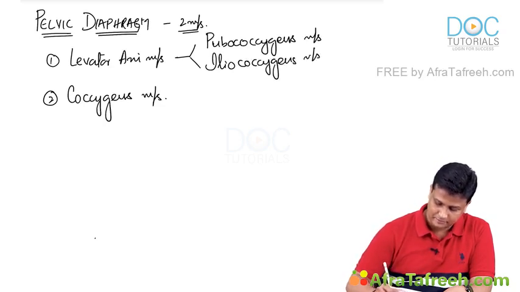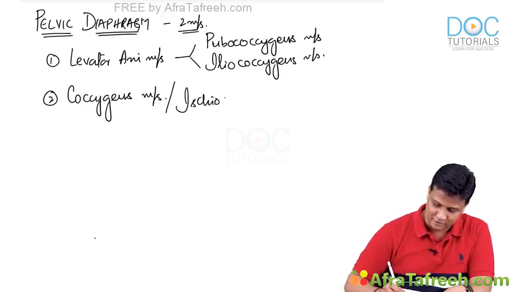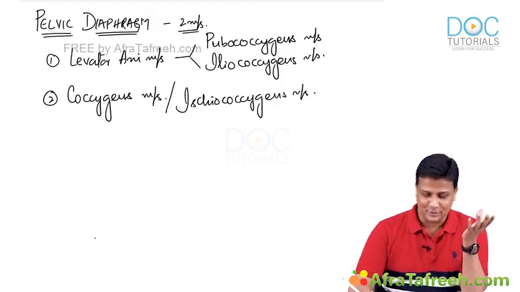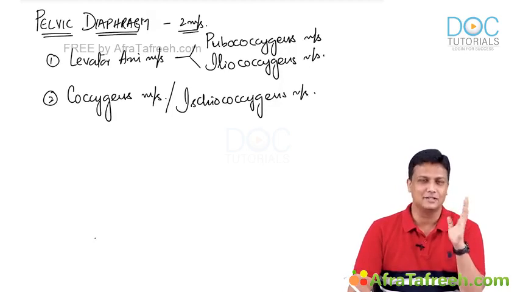Iliococcygeus muscle. And if you are comfortable with this one, remember another name of coccygeus, it is also known as ischiococcygeus muscle. Oh my god. You might be like, what is this? You're confusing a lot. Pubococcygeus, iliococcygeus, ischiococcygeus and all. Don't worry, I'll make it very much simple for you.